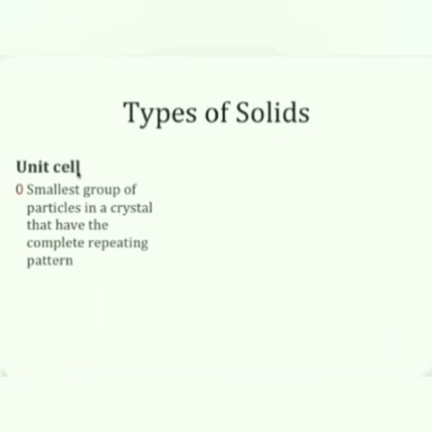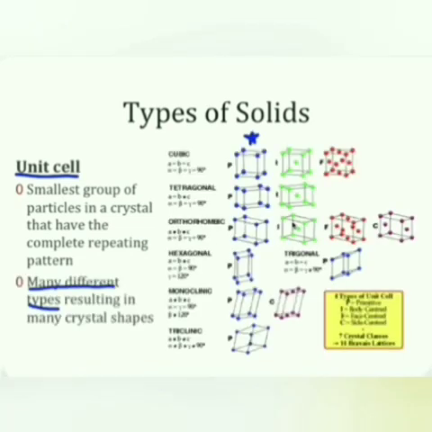Types of solids. The second is the unit cell, the smallest group of particles in a crystal that has the complete repeating pattern. There are many different types, resulting in many crystal shapes.